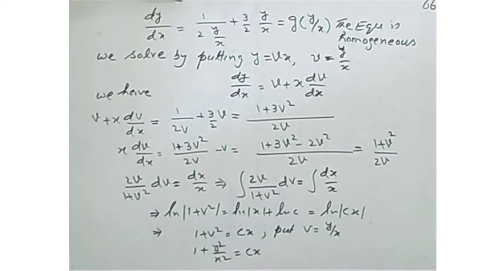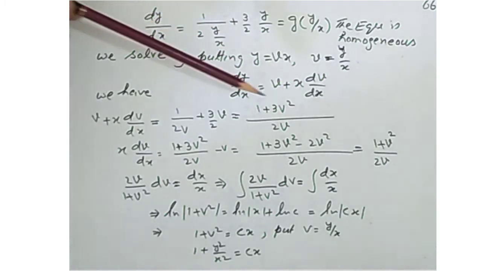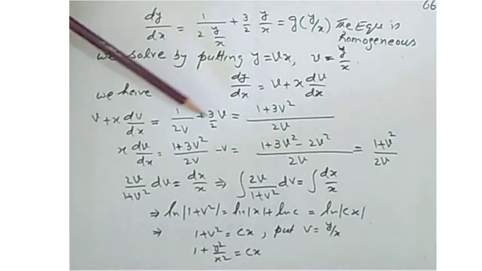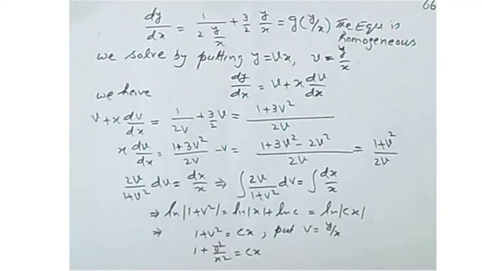Again, we use the method, put y equal to vx and v equal to y by x, and dy by dx equal to v plus x dv by dx. In this place, we put v plus x dv by dx, and this is 1 by 2v plus 3 by 2 v. LCM is 2v, so this becomes 1 plus 3v square, and x dv by dx equal to (1 plus 3v square) divided by 2v. Take this v to the other side, this becomes minus v, and 2v is the LCM, this becomes (1 plus v square) divided by 2v, and this is the equation. Now by cross multiplication, we have 2v divided by (1 plus v square) dv equal to dx over x.